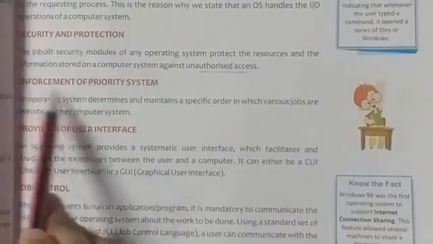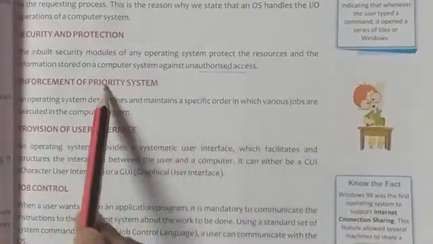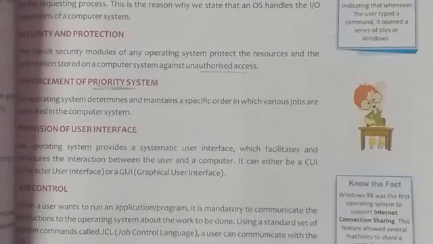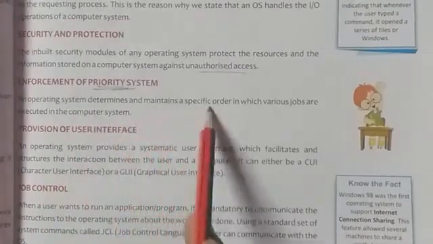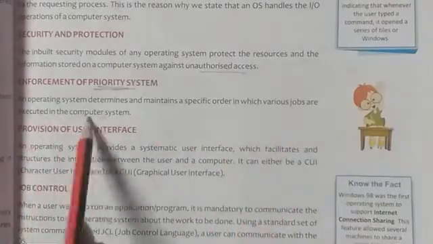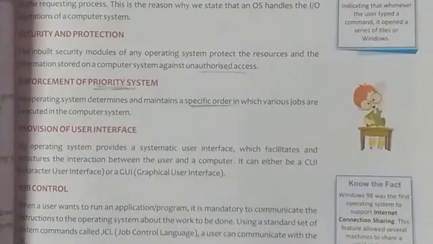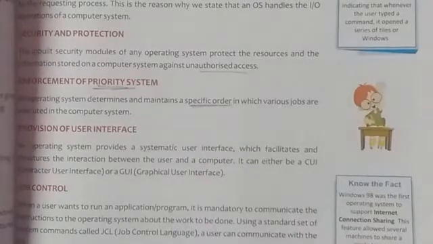Next is maintenance of priority system. Priority means which task will be performed firstly, and which task will be performed after the first task. An operating system determines and maintains a specific order in which various jobs are executed in the computer system. So the operating system will keep track of the specific order. It will maintain a record of the order of execution, which task will be performed firstly and which task will be performed after the first task.